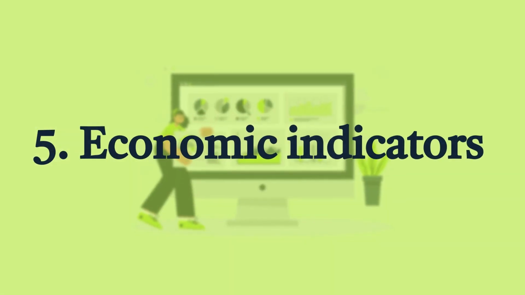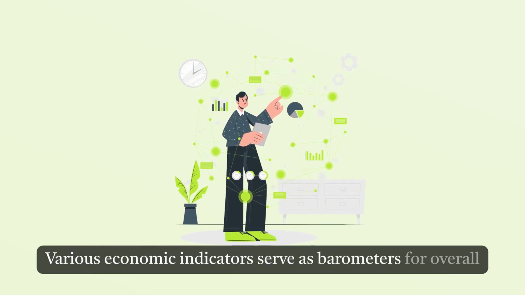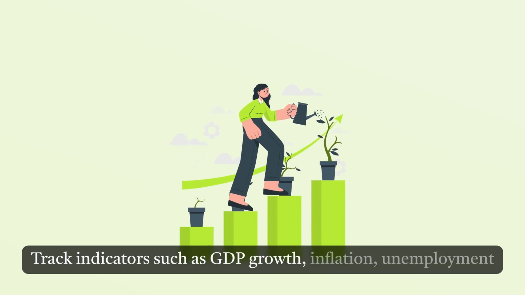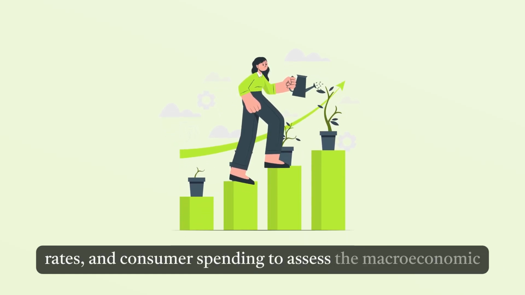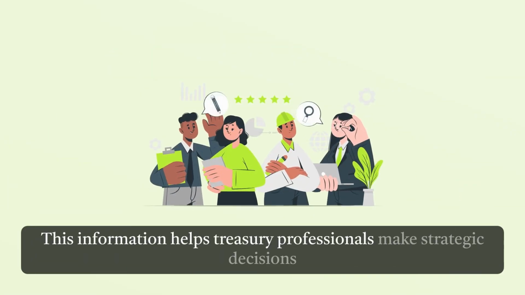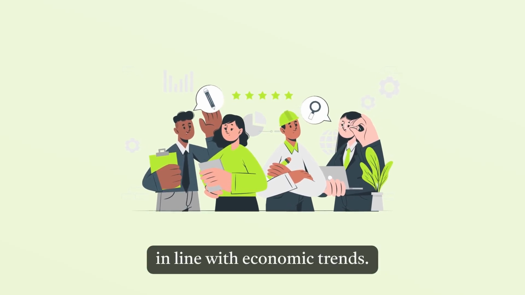5. Economic indicators. Various economic indicators serve as barometers for overall economic health. Track indicators such as GDP growth, inflation, unemployment rates, and consumer spending to assess the macroeconomic environment. This information helps Treasury professionals make strategic decisions in line with economic trends.